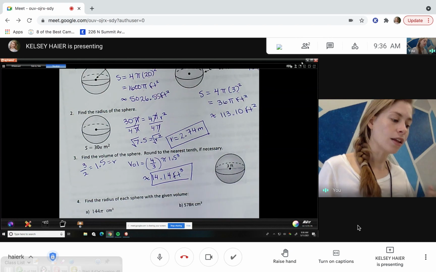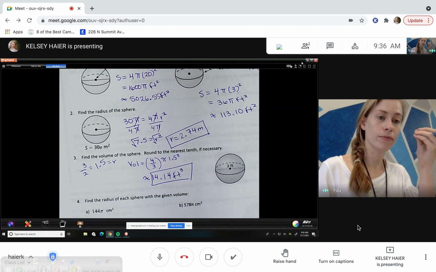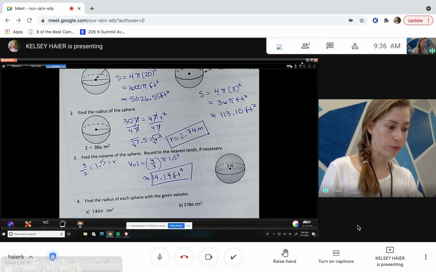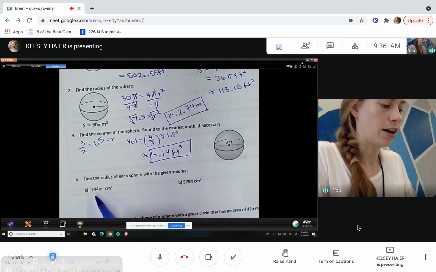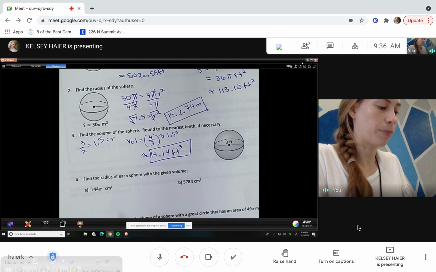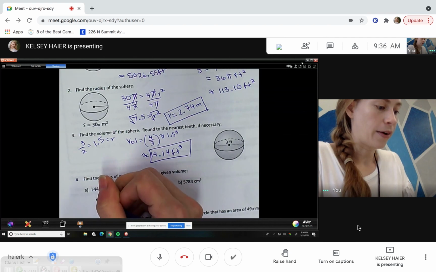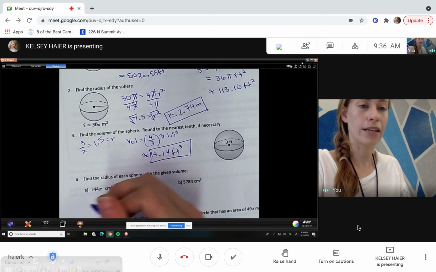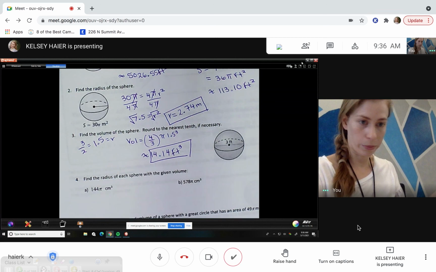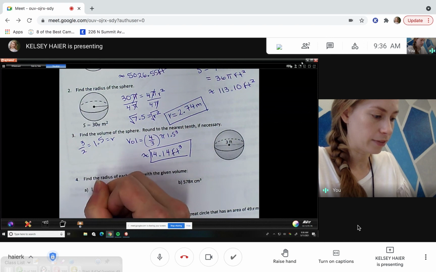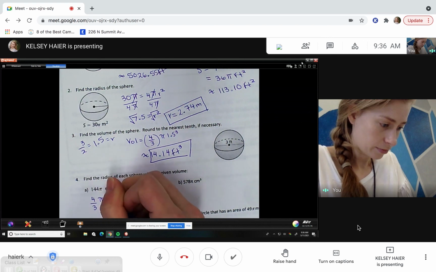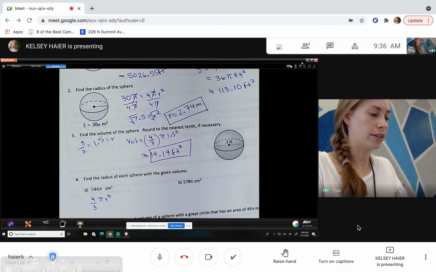So let's say, hey, I know the volume, but I need to find the radius. Okay, so let's say my volume for my sphere is 144 pi. So what we need to do is go ahead and set up the general formula for our volume, which is just 4/3 pi r to the 3rd power, because this is what I'm trying to find.